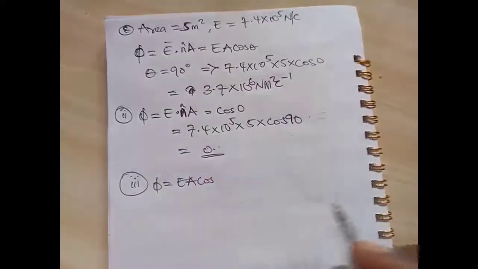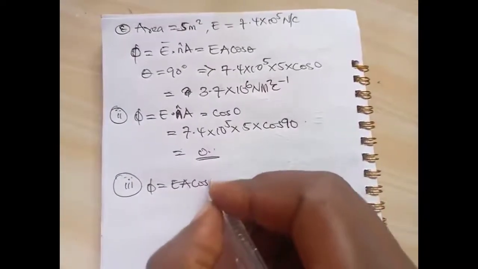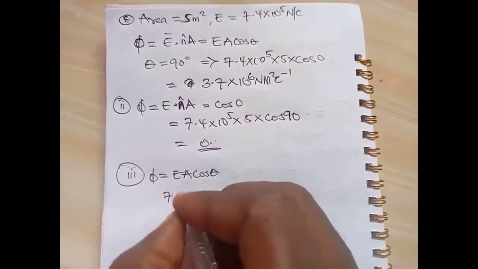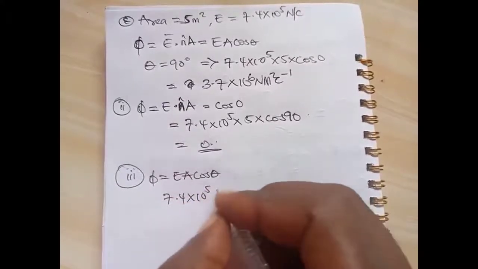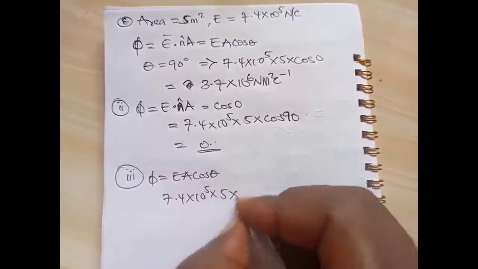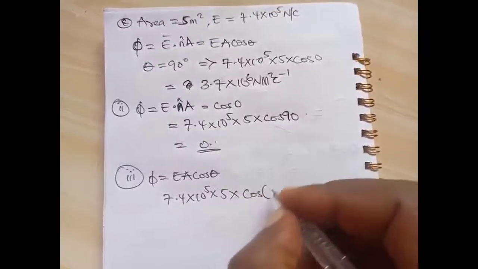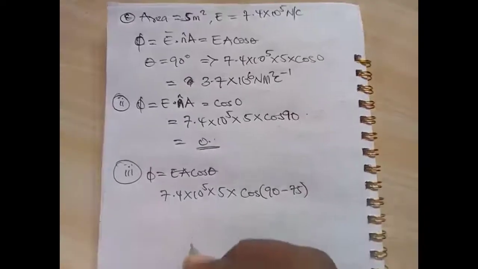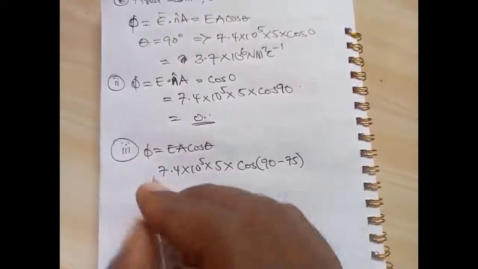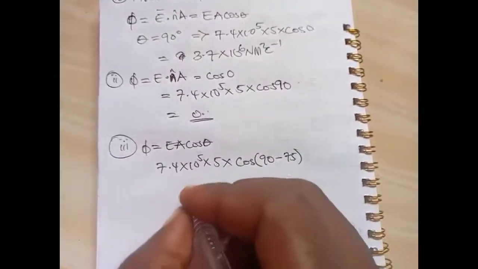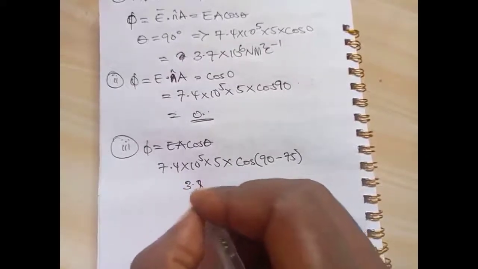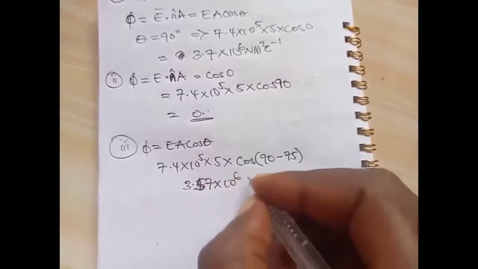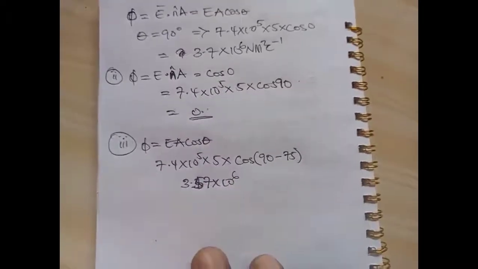The third one, still using the same, we now have an angle of 75. What we now have is 7.4 times 10 raised to power 5 times 5 times cos of 90 minus 75, which is 15. So if we plug in cos 15 and multiply out, we're going to get 3.57 times 10 raised to power 6 Newton meter squared per coulomb.